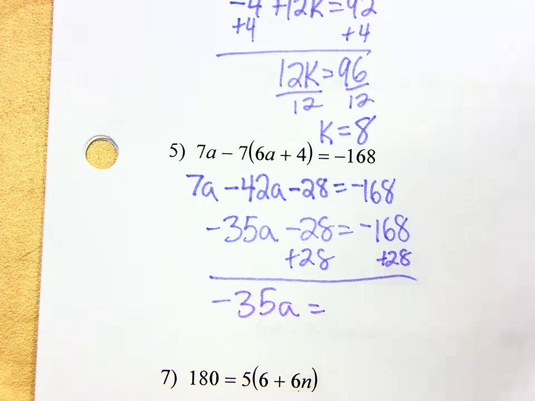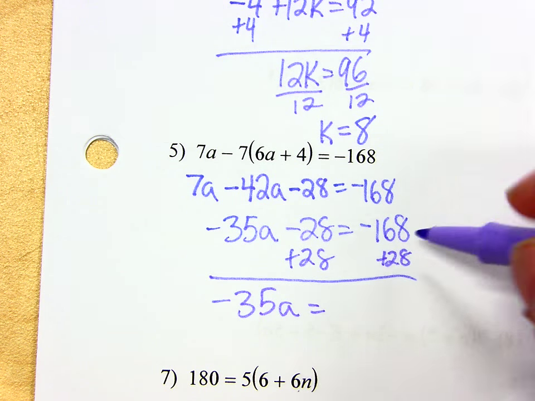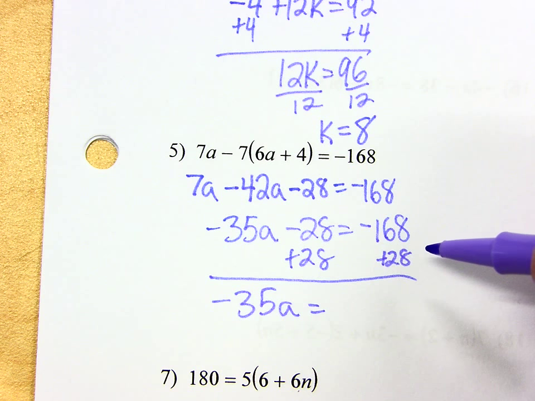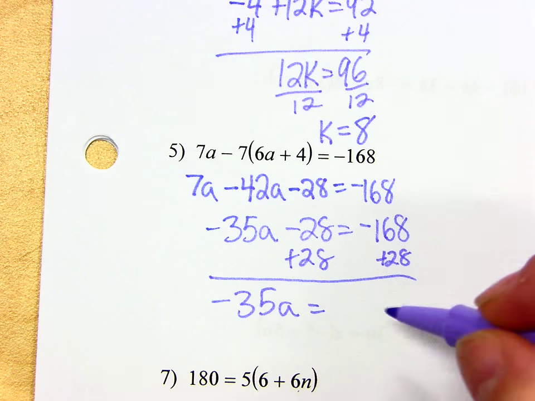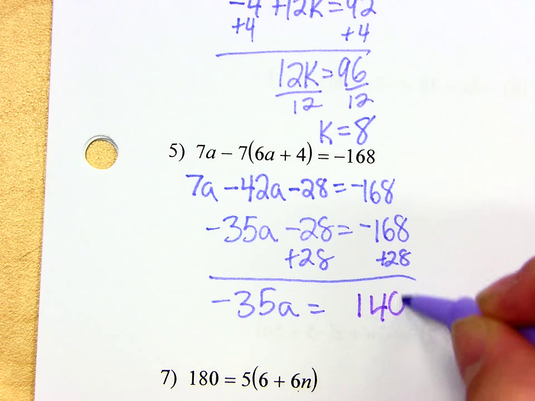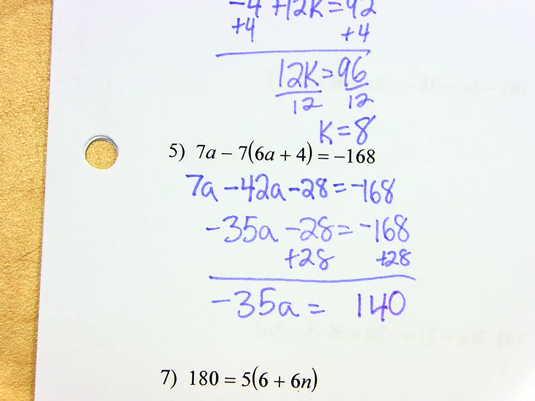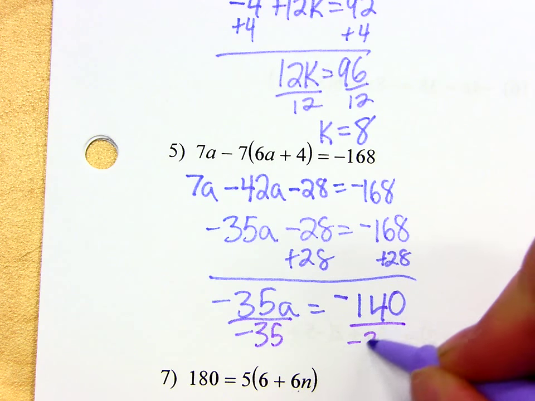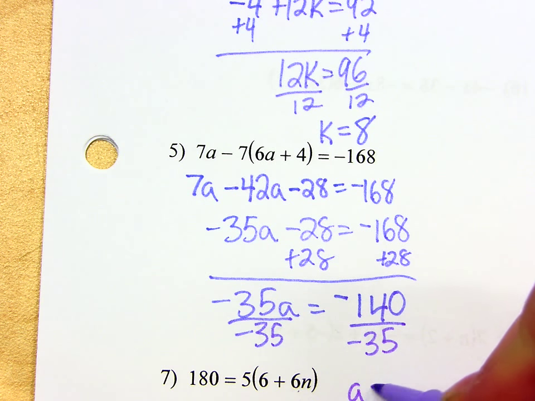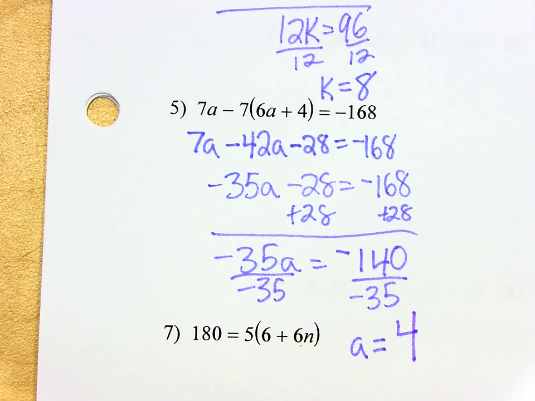So what am I really doing here? The negative 168 plus 28? I really have to subtract. So I can do that in my head, can you? Yes, that's just a 140, and is it positive or negative? Yes. Divide both sides by negative 35, and we should be good to go. I think that comes out to be a positive. Thank you. I get a positive 4. Did you? Did you really?